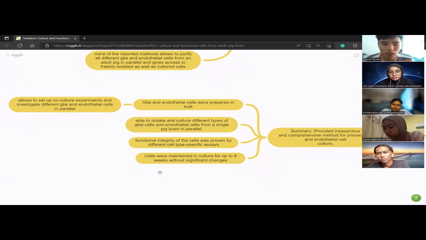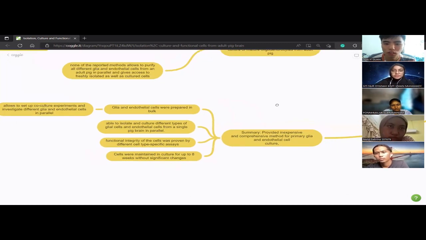And last but not least, cells were maintained in culture for up to 8 weeks without significant change. So this is the summary of the discussion.